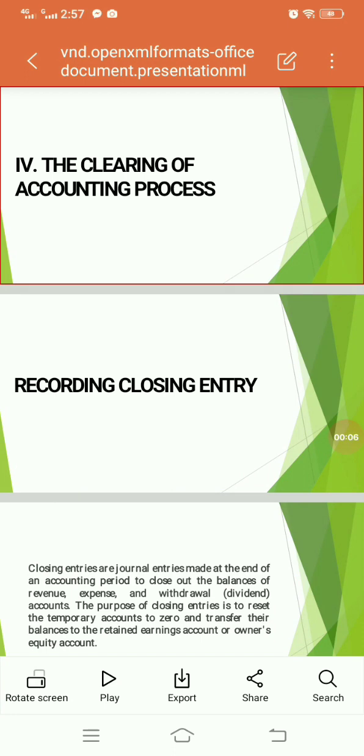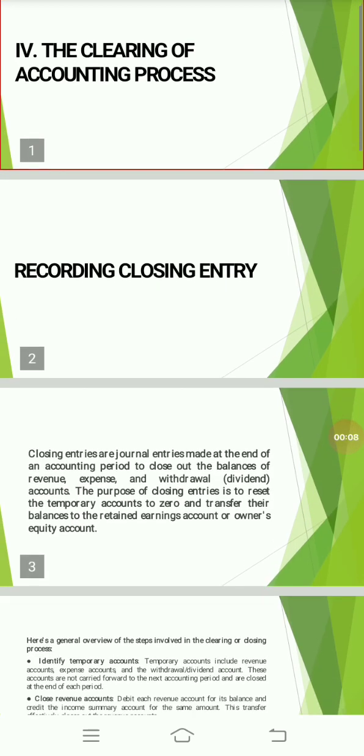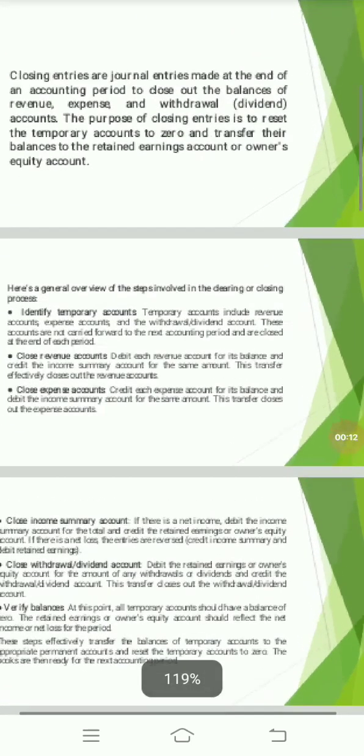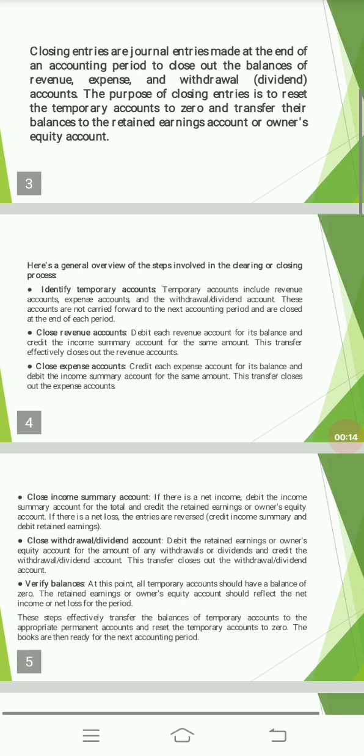The clearing of accounting process, recording closing entry. So when we say closing entries, it is our journal entries made at the end of an accounting period to close out the balances of revenue, expense, and withdrawal or dividend accounts. The purpose of closing entries is to reset the temporary accounts to zero and transfer their balances to the retained earnings account or owner's equity account.